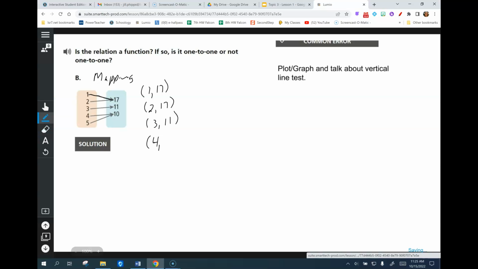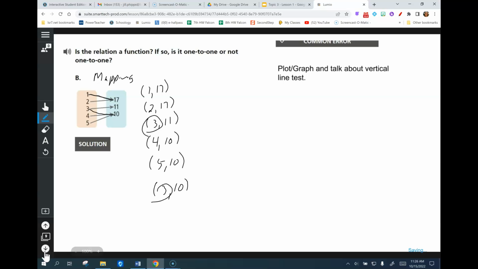I have 4 and 10. And I have 5 and 10. Okay? Do any of my x values repeat? No. So, that's the reason it's going to work. Now, if I would have a mapping that would have also had 3 going to 10, well, then I would have had 3 going to 10. So, therefore, that one wouldn't have worked.